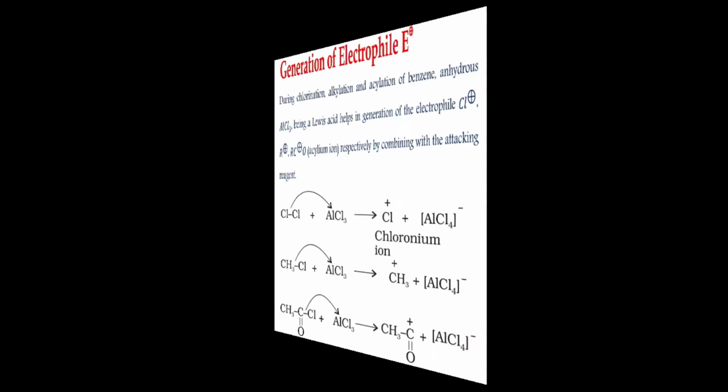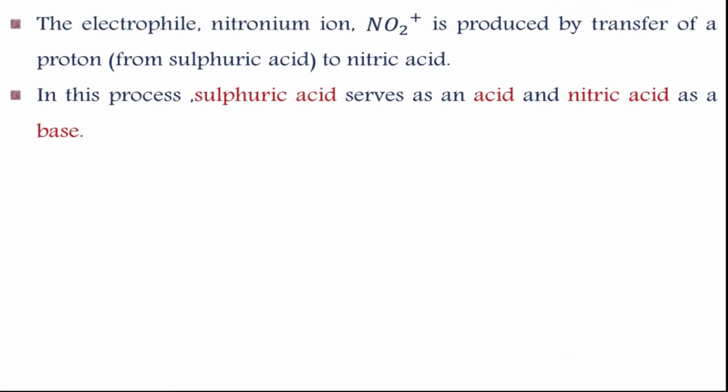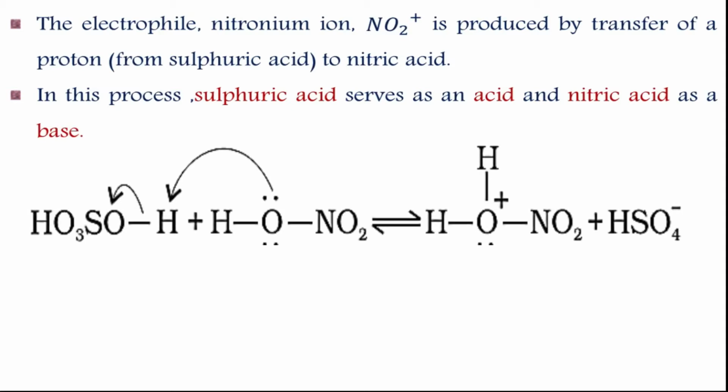Now let's see in case of nitronium ion. The electrophile nitronium ion is produced by transfer of a proton from sulfuric acid to nitric acid. So how nitronium ion NO2+ forms is, it is produced by the transfer of a proton from sulfuric acid to nitric acid. Hydrogen from sulfuric acid attaches to HNO3, that is our nitric acid.